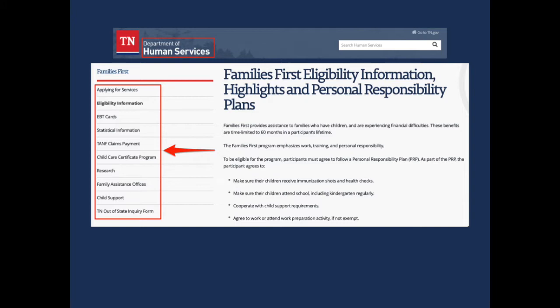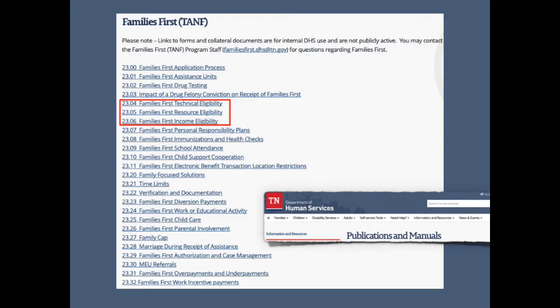You can find some limited information there about eligibility, but obviously it doesn't go into all the intricacies of the eligibility requirements. If you do a search with Google and search specifically for Families First eligibility manual or Department of Human Services manuals, then you find this webpage. This webpage is not something that easily comes up. You have to use Google to find it, but you can search for program manuals or publications and manuals of a given state agency, and often you'll find this kind of thing.